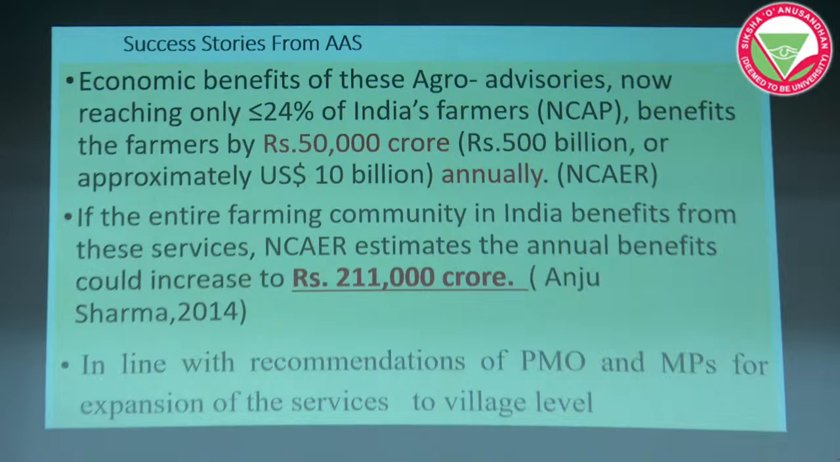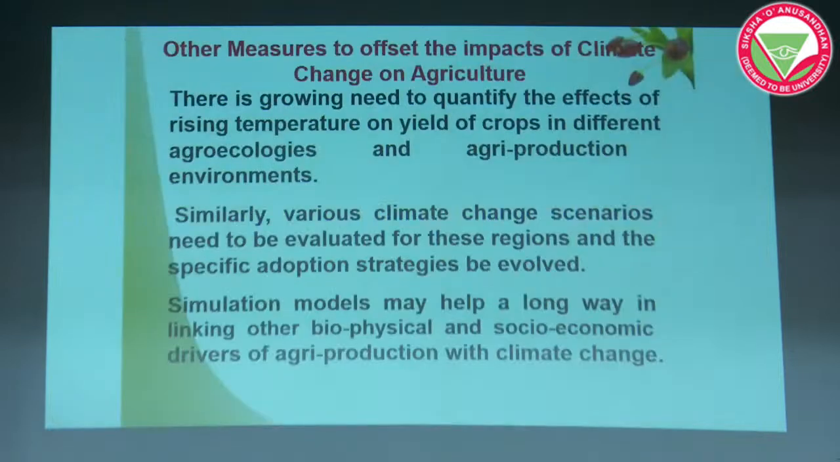If you see, the economic benefit of agro-advisory is now reaching 24% of India's farmers, and we are getting 50,000 crores annually. But if all the farmers are getting this kind of privilege, then 211,000 crores will be there. So that means, under the climate change scenario, this kind of service will take a major lead in the country, not by a particular body, but the institutional mechanism will be doing it.